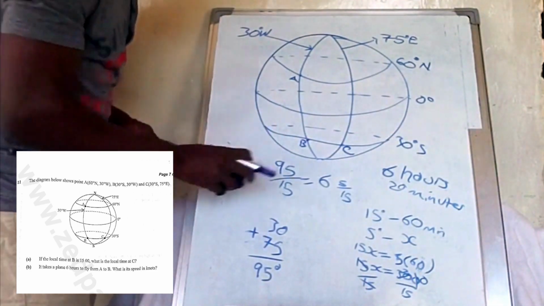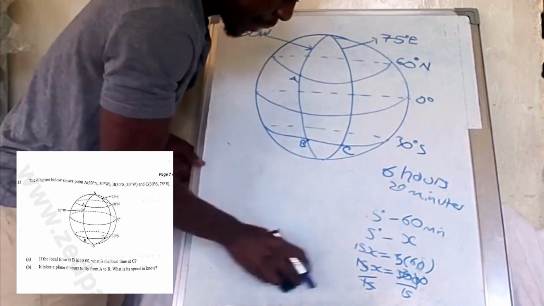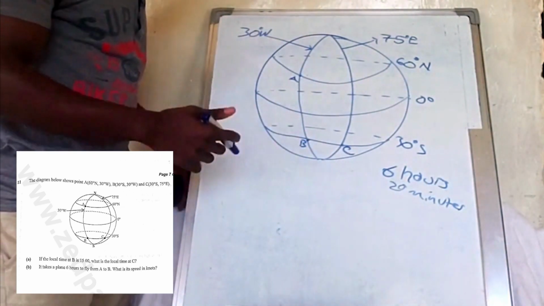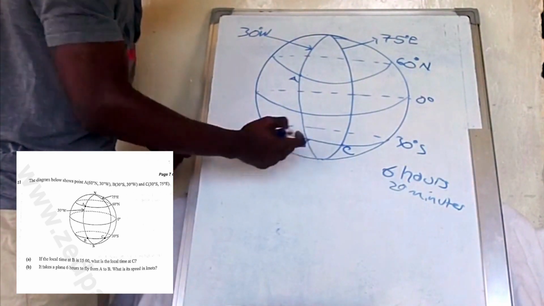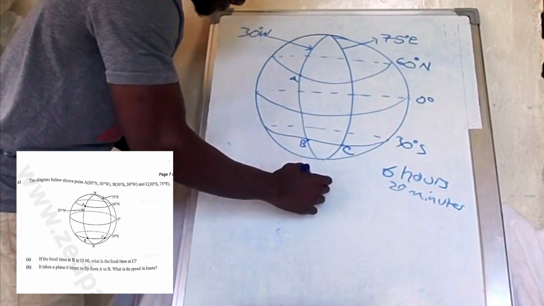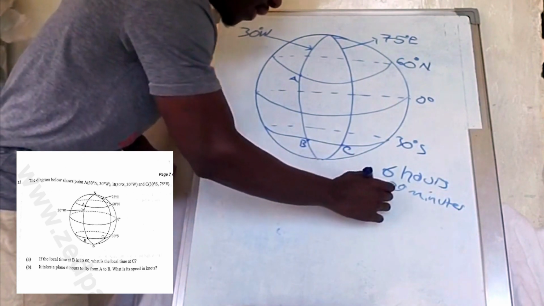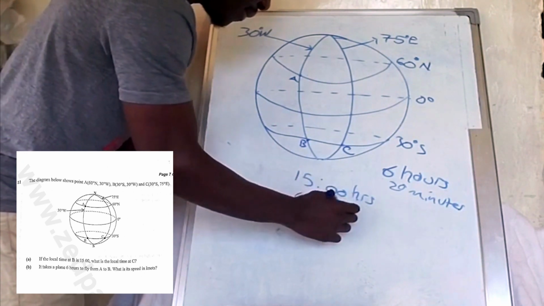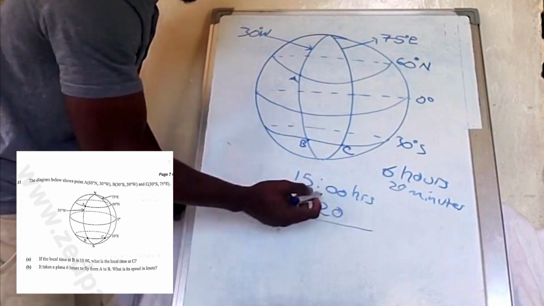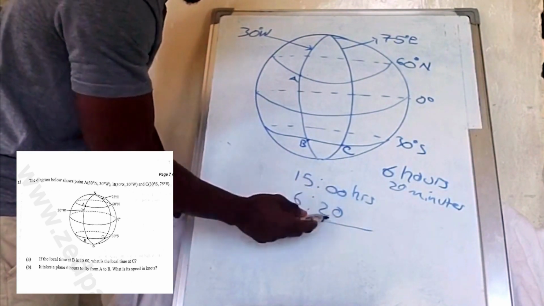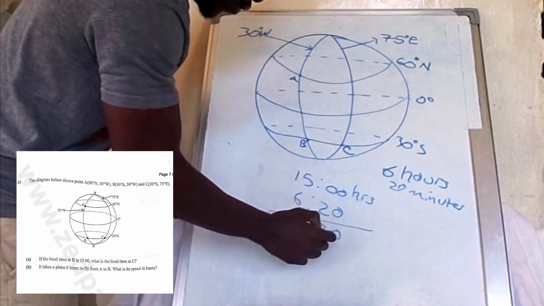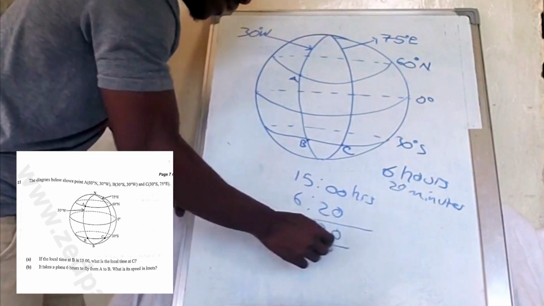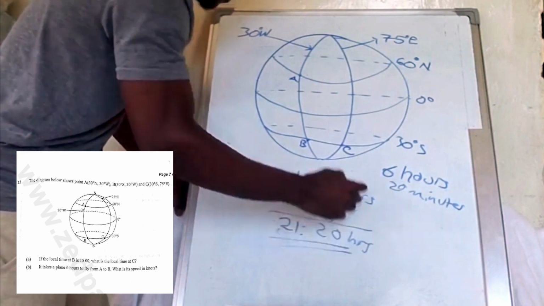So to find that, we're simply going to add. As we said, since we're moving from west to east, we are adding. So we're going to add 6 hours 20 minutes to the time that we have at B. And the time that we have at B is 15 hours exactly. So we're going to say 15 hours plus 6 hours 20 minutes. So we start with the minutes. 0 plus 0 will give us 0. 15 plus 6 will give us 21. So the time at point C is 21:20 hours.